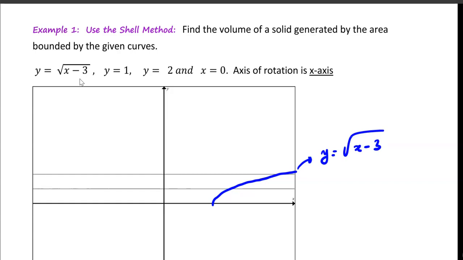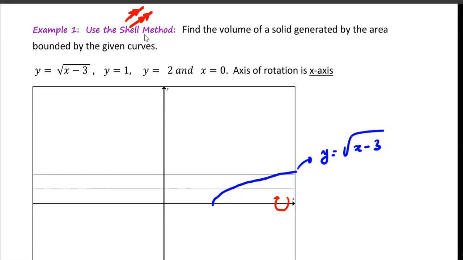First of all, they said I'm going to use the shell method. So I'm going to make a note for myself that I need to find the element that is parallel to the axis of rotation. The symbol for parallel looks like this. The axis of rotation is the x-axis right here, so I'm going to have a horizontal element, and in this case, I will work with dy.